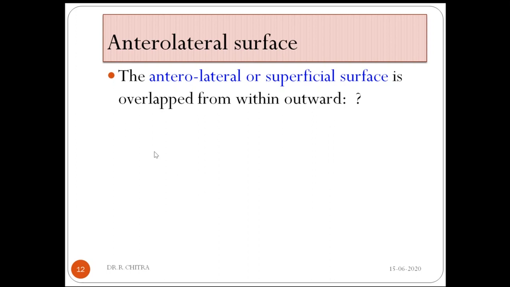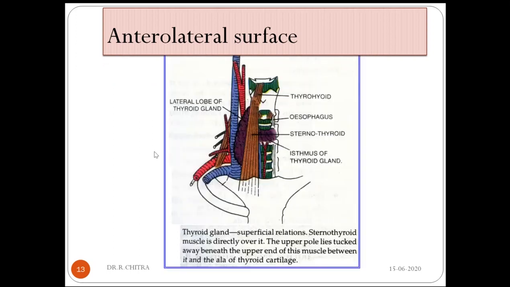So again, if you are doing surgery of the thyroid gland, you have to just retract all these muscles to reach the gland. What are the muscles you should know? They cover this gland from close to the gland to the outer part. So this is the first muscle which is covering the gland. Can you see what is this muscle? Sternothyroid muscle. That is the first relation of the anterolateral surface of the thyroid gland.